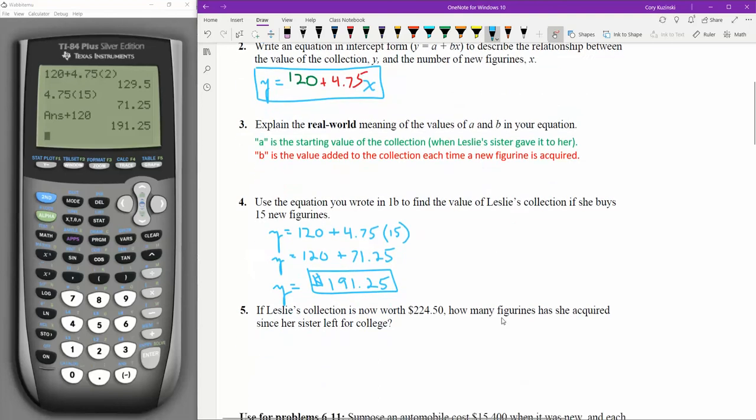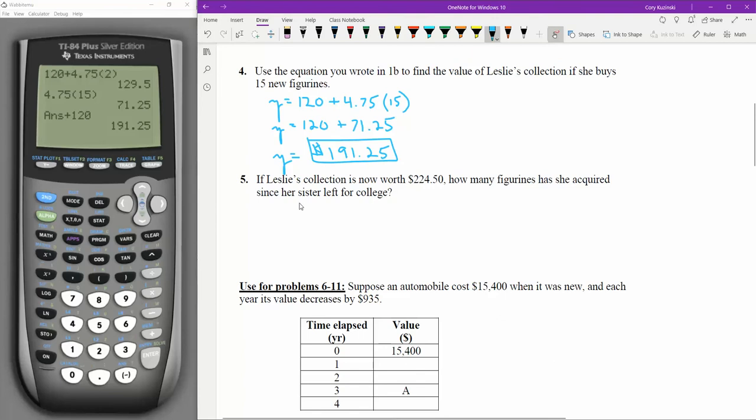And then 5 is a little bit backwards because it says if Leslie's collection is now worth this much, how many figurines has she acquired? All right, well, 2245, that's the value. That's going to be our output y. Okay, it started at 120 and it's gained $475 for each one of those unknown number of figurines.